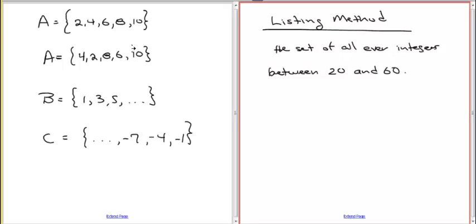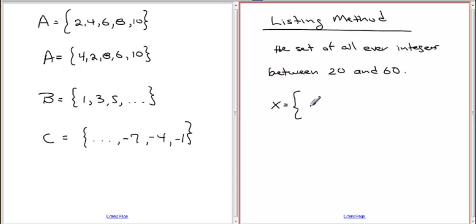So when you're using listing method, you're doing something like this. You either list them all or you use some abbreviated version of it. Well, I don't really want to list 15 elements, so what I would do is I would write set X is equal to, and what we do is we start at the first one that applies on the lower side. Now this is between, so that's where you guys got confused last time. Between means that it doesn't include the endpoints.